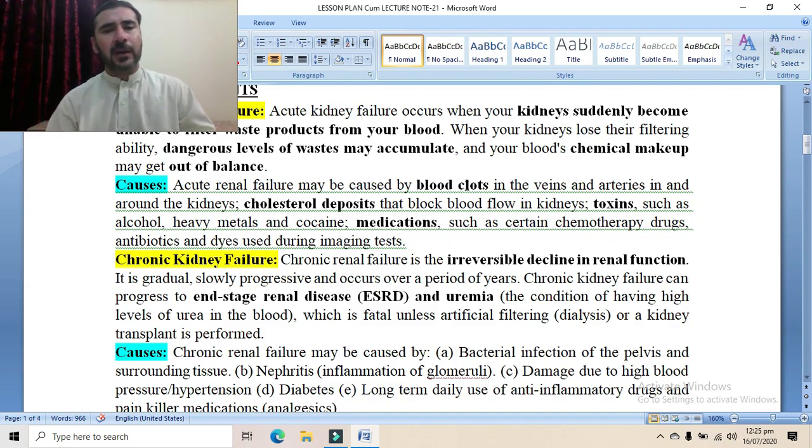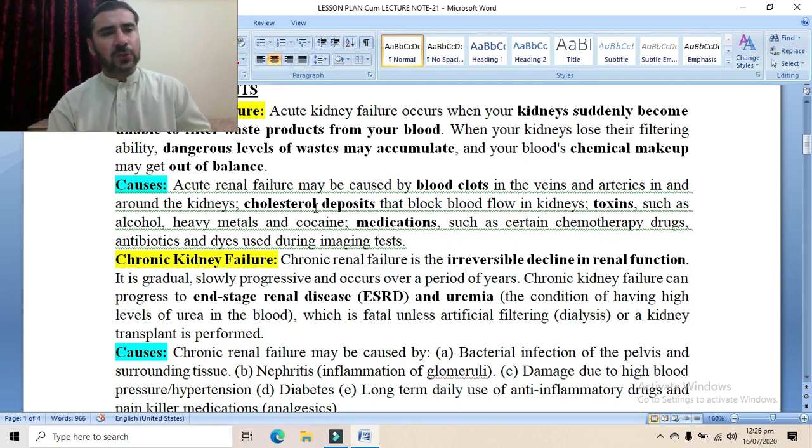One of the major causes is blood clots. Whenever there are blood clots, they reach the kidney and the nephron, the glomerulus and Bowman capsules. So these blood clots will ultimately trap the thin and narrow blood capillaries, the glomerulus. So as a result, the filtration process will be disturbed. As a result, acute kidney failure will occur.